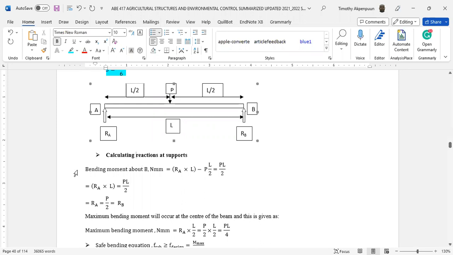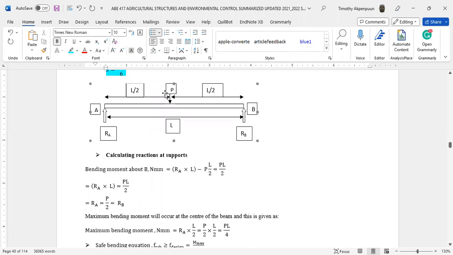Okay. Here we are taking moment, bending moment, about point B. But let's take about point A. So it's going to be the reverse of what you have in the notes here. So is your downward positive or upward positive? Which one do you want? Downward negative, upward positive. Okay, downward negative. So now let's start.